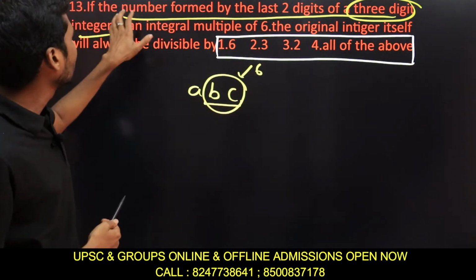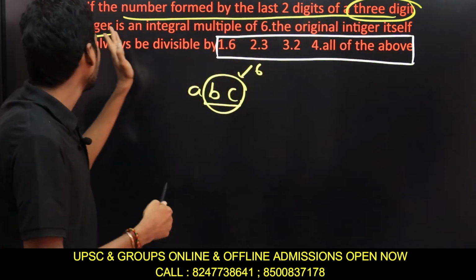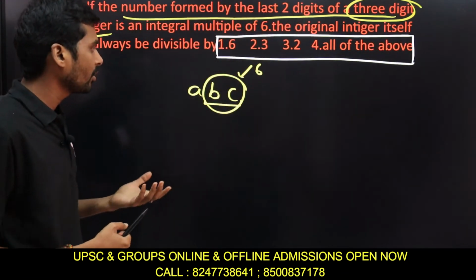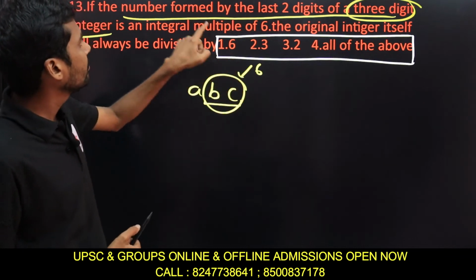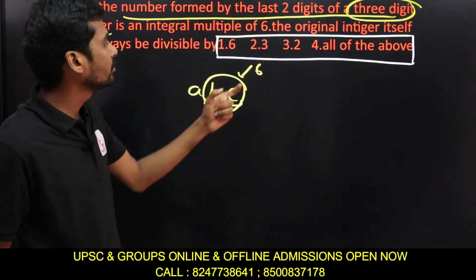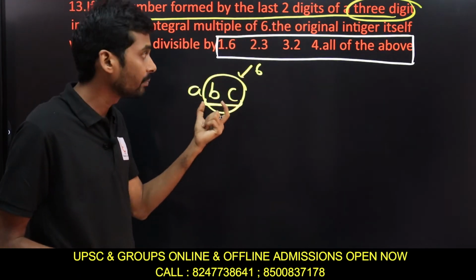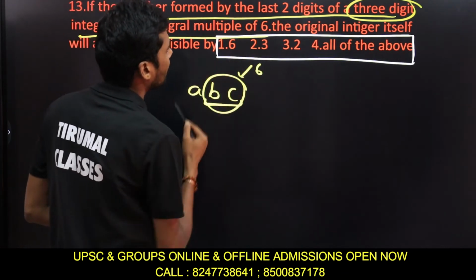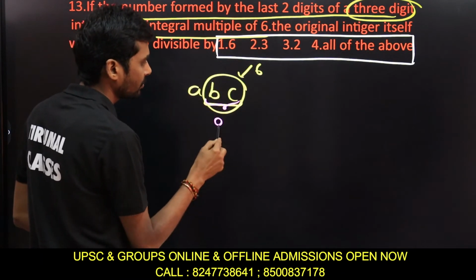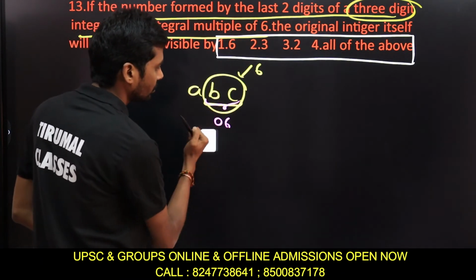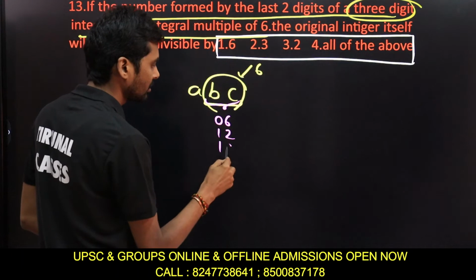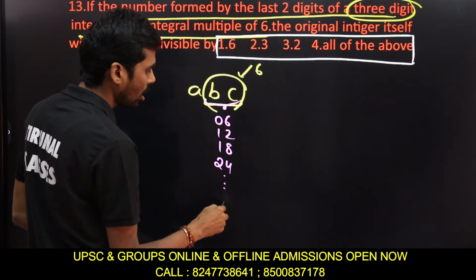If the number formed by the last two digits of a 3-digit number, first we take the 3-digit number, which we can assume as ABC. For a 3-digit number, the last two digits are BC, right? So the number formed by BC is a multiple of 6. Multiple of 6 means this number must be 0, 6, or what are the multiples of 6? So 6, 6 1s are 6, 6 2s are 12, 6 3s are 18, 6 4s are 24, and so on like that.